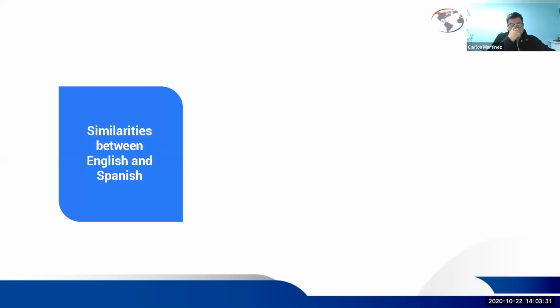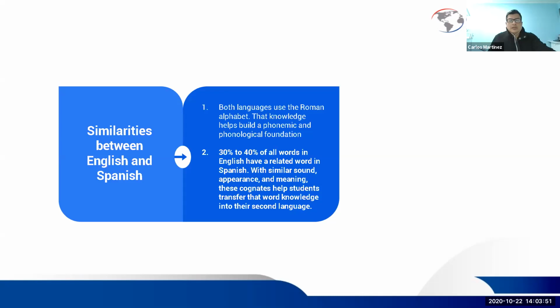Now, similarities between the English language and the Spanish language. It's important to recognize what similarities we have, and it's also important to recognize what differences we have, so as to be able to learn from them and avoid them, or use them in our favor. So the first similarity is that both languages use the Roman alphabet. So it's not like, for example, Russian or Arabic or Japanese, where they have different items to represent the letters and the sounds. English and Spanish use the same Roman alphabet, okay?